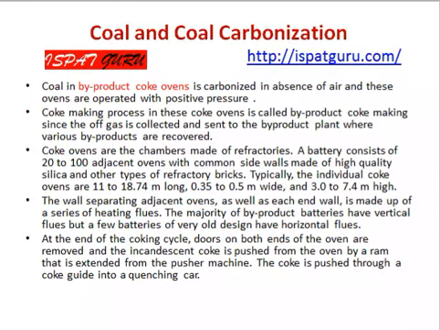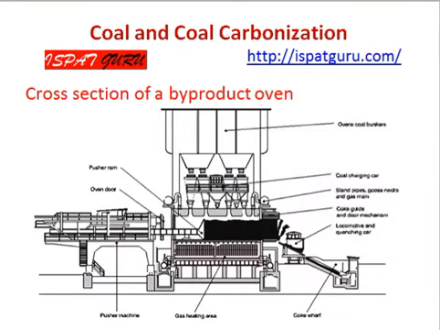At the end of the coking cycle, the doors at both ends of the oven are removed, and the coke is pushed from the oven by a ram that is extended from the pusher machine. The coke is pushed through a coke guide into a quenching car. This is the coke oven battery, this is the charging car, this is the pusher, and these are the flues, and this is the quench car.